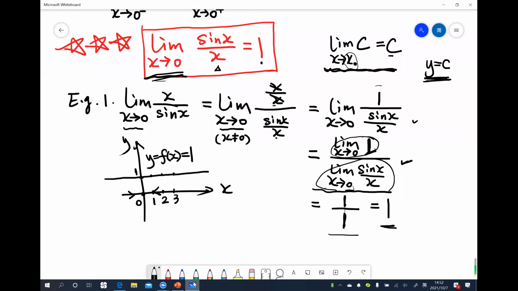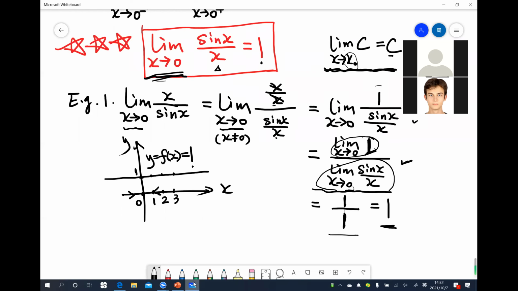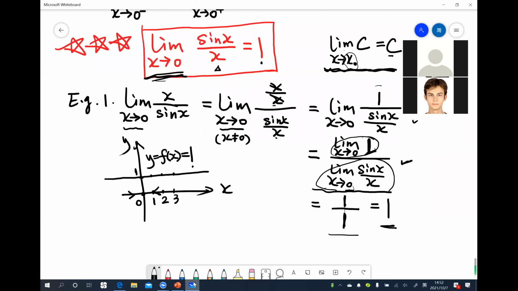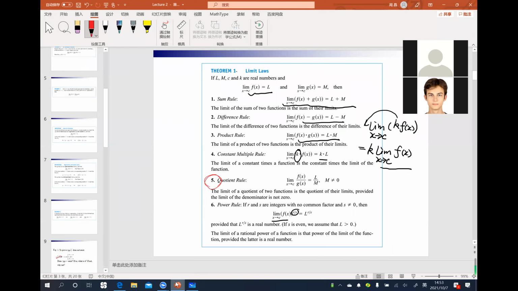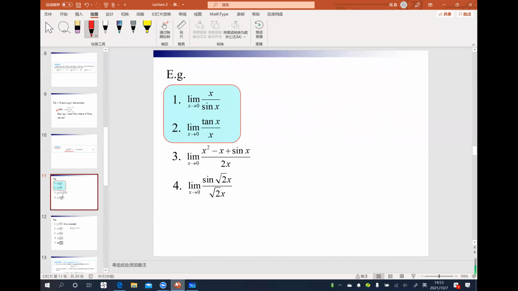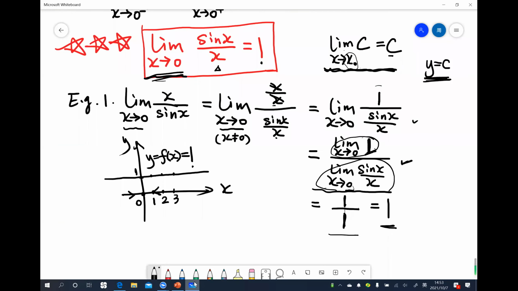Okay, then here we have the limit is always 1. So can you understand? Yes, Laoshi, thank you. Okay. So other questions for this one? No? Good. Okay, so now let's practice the second question here. Number two. Okay, I will write it on the whiteboard.